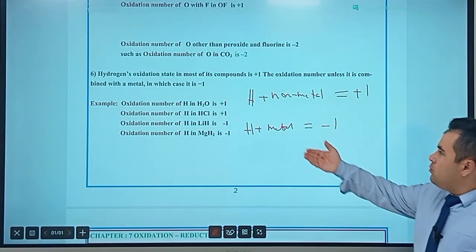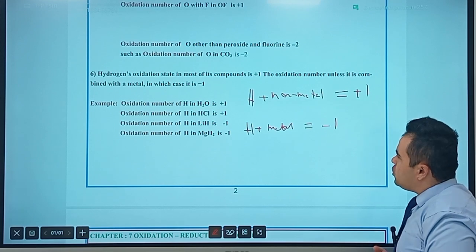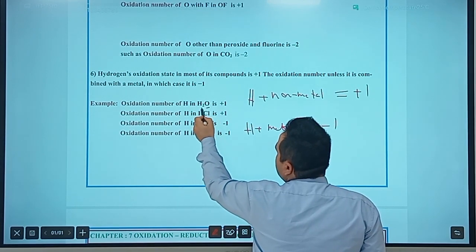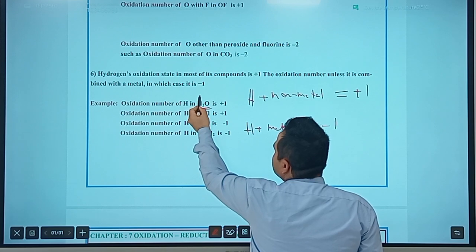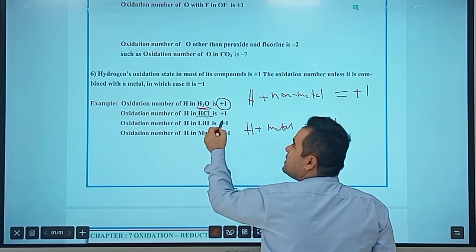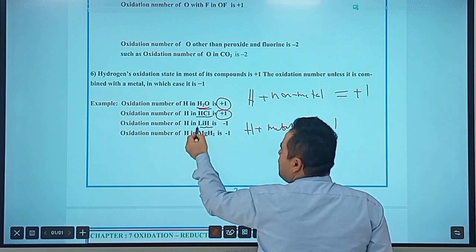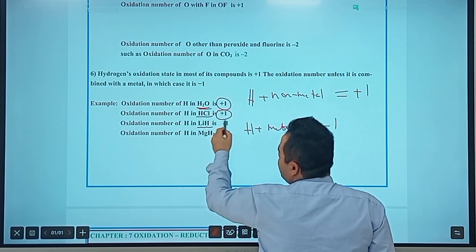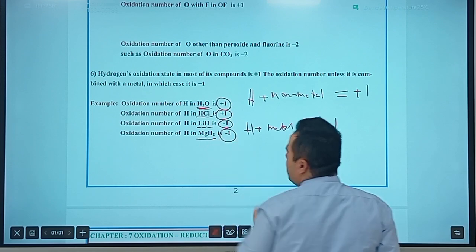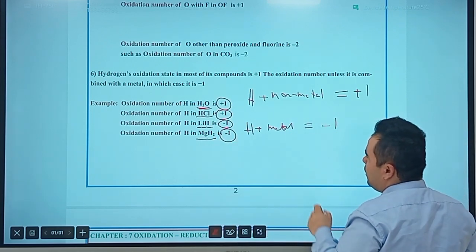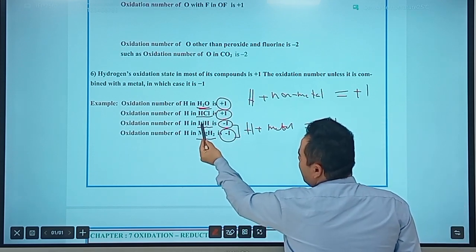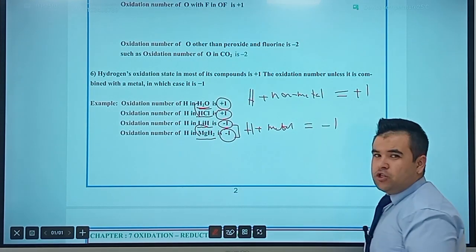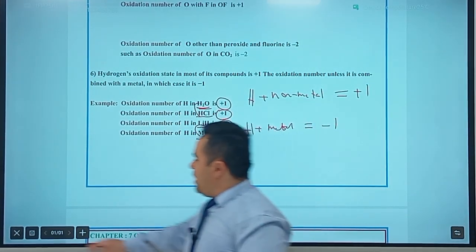Because the metals have a high tendency to have a positive oxidation number, they will let the hydrogen be negative. Have a look at the following cases, guys. It's H2O. In H2O, hydrogen is with the nonmetal, so its oxidation number is +1. HCl, Cl is a nonmetal, oxidation number is +1. But lithium hydride, the oxidation number is -1, and MgH2 is -1 as well. So in these cases, guys, the oxidation numbers are -1 because the hydrogen reacts with the metals, but in the above two cases, the hydrogen's oxidation number is +1 because it combines with the nonmetal.